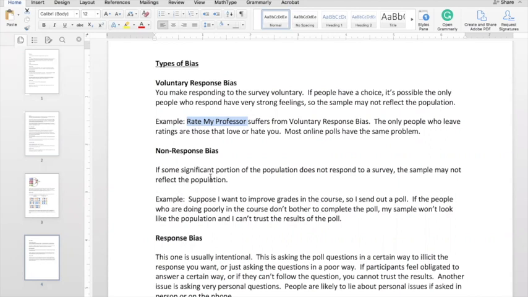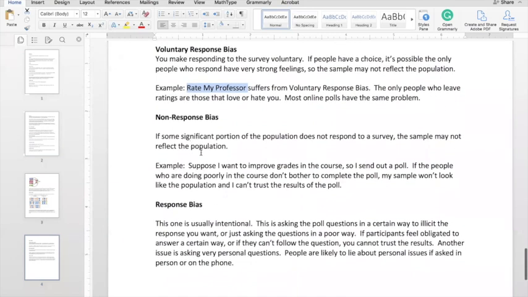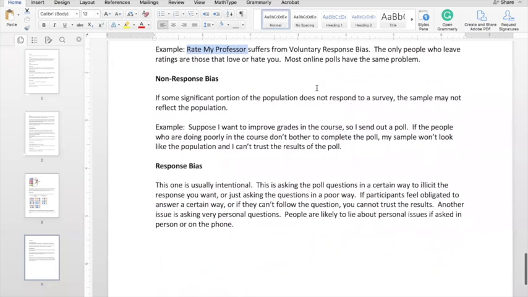Non-response bias is kind of the flip side of that. These two go hand in hand. Non-response is you send your survey out to everyone and some important group just didn't even reply to your survey. So if I send out a poll to everyone trying to do something to improve your grades, and all the people that are doing poorly in the class already didn't even respond to my survey, then I can't trust my results because they were the ones I was trying to help to begin with. That happens all the time.